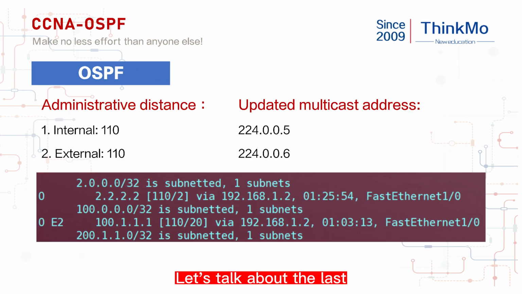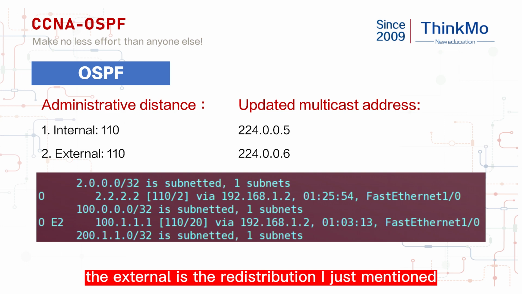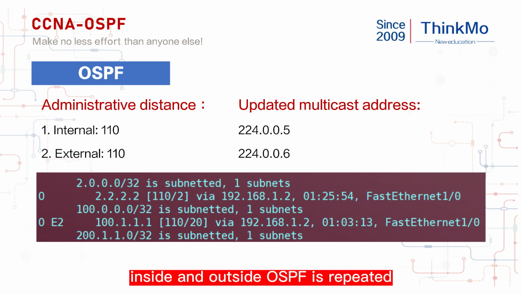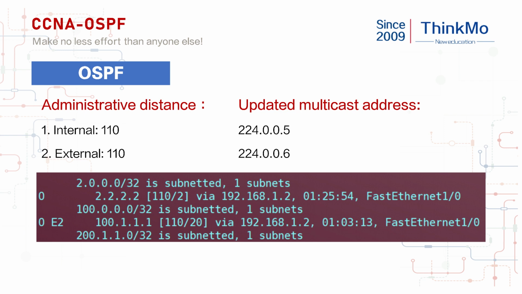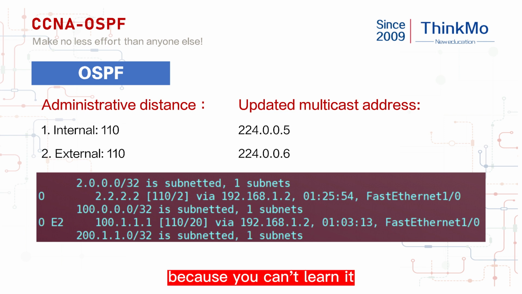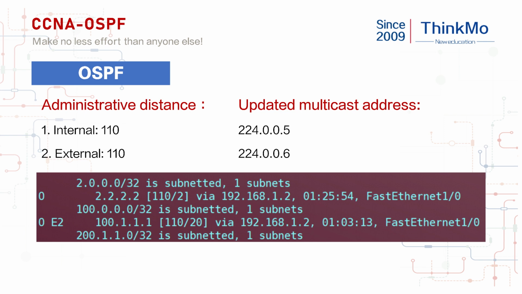Let's talk about the last part, some theory of OSPF: administrative distance. The external is the redistribution I just mentioned. You will find that in Cisco, the administrative distance inside and outside OSPF is the same. If we do redistribution in the future, in some cases it will cause problems. You will address these issues in the future. Now let's not talk about this knowledge, because you can't learn it yet. You must first learn redistribution, then learn this. Let's talk about the next part.